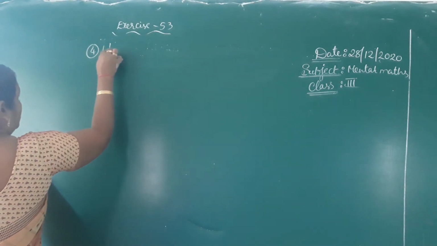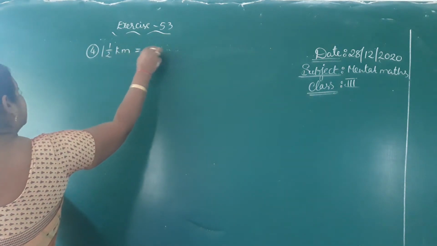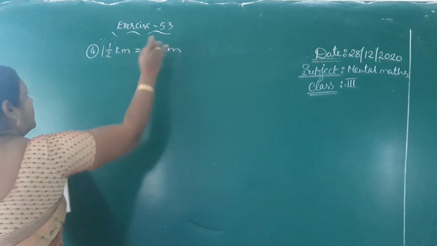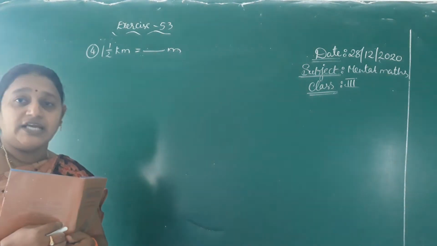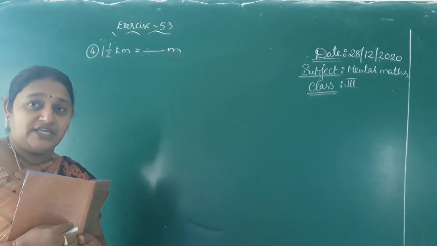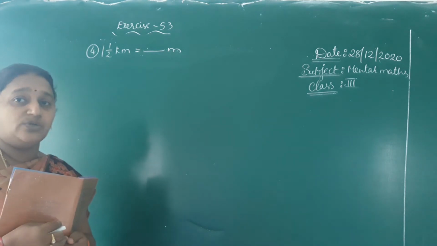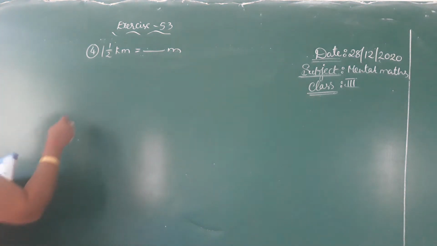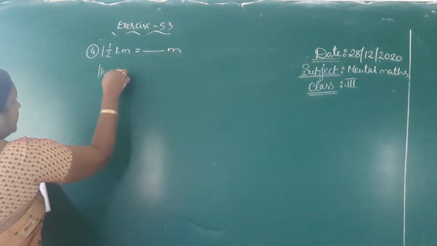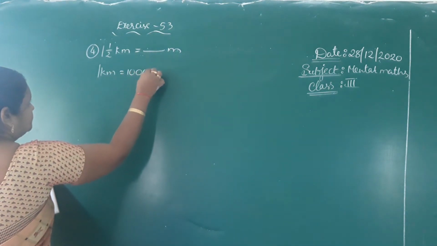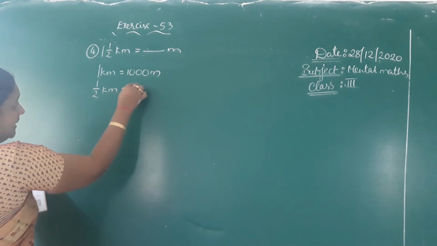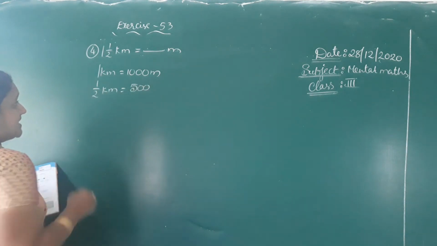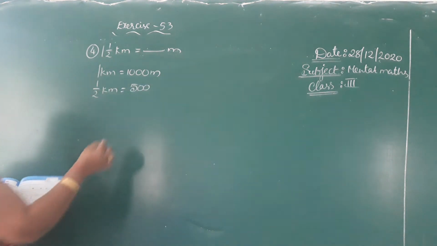One and a half kilometers equal to how many meters? 1.5 kilometers equal to how many meters? Children, you know very well 1 kilometer contains 1000 meters. So half kilometer contains 1000 divided by 2. What is half of 1000? 500 meters.